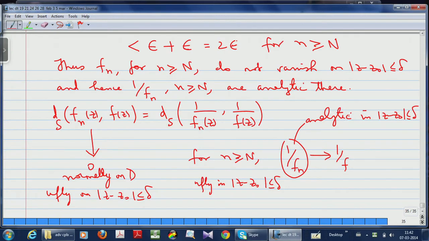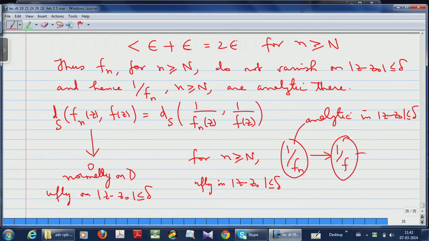So 1/f is bounded. The moral of the story is that in that neighborhood |z - z0| ≤ δ, 1/f is a complex valued function, that is, a bounded complex valued function, that is the big deal there. It does not take the value infinity. 1/f never takes the value infinity, because f takes values in a neighborhood of infinity. So 1/f is bounded in |z - z0| ≤ δ.